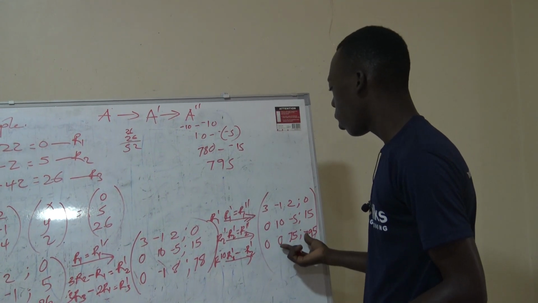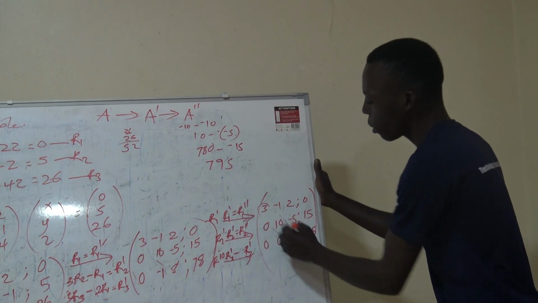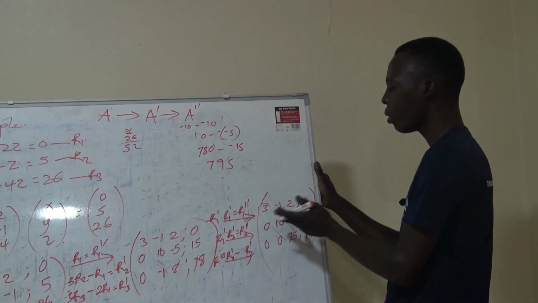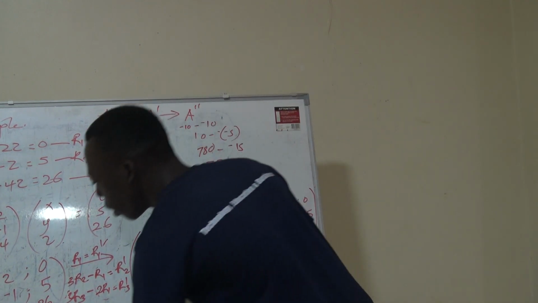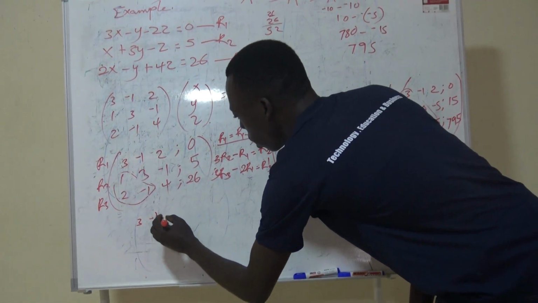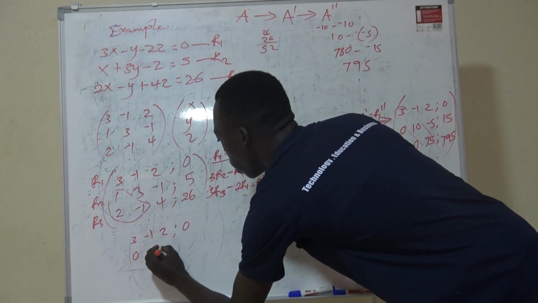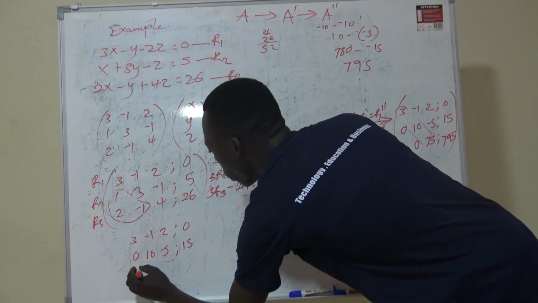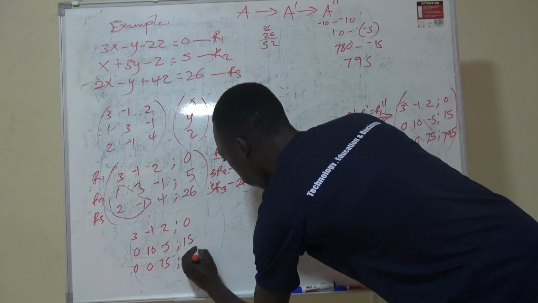And we say this one must be made a degree of 1. This one here must be a degree of 1. So what do we do? We have to divide here by 3, here by 10, here by 75, so that we can make it in terms of 1. So for that case, the 3 here, it is -1, 2 with a 0, then 0, 10, -5, and 15. So here is 0, 0, 75, 795.